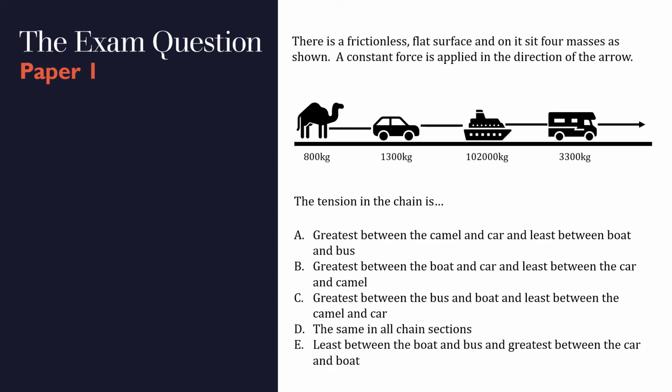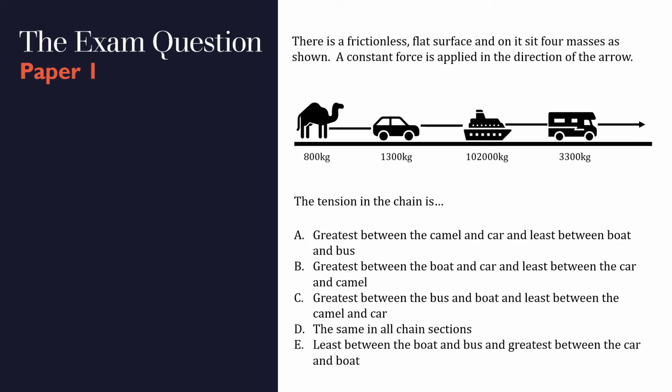So here we have a typical exam question. There is a frictionless flat surface and on it sit four masses as shown. A constant force is applied in the direction of the arrow. Then we have five choices.